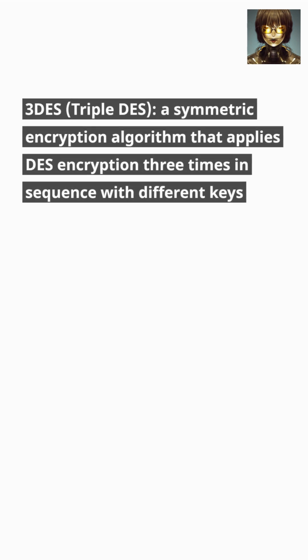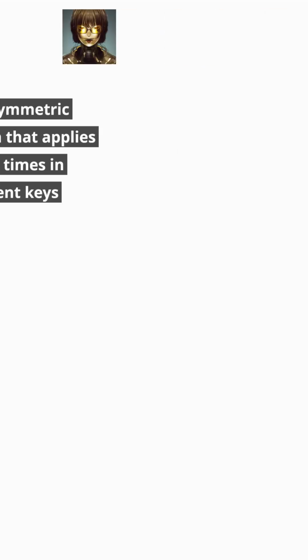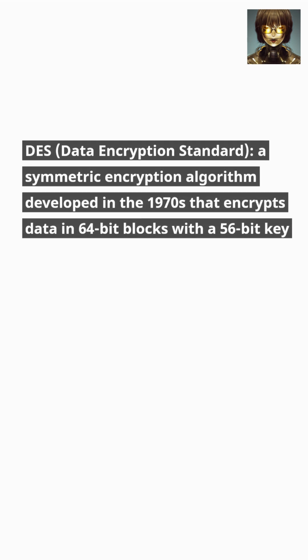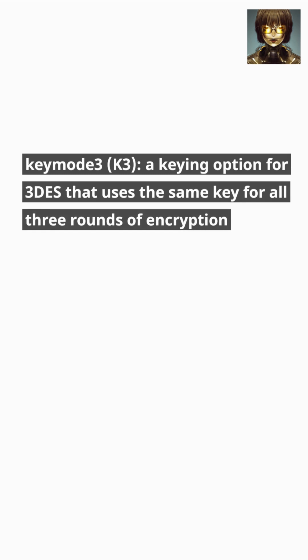3DES, triple DES, a symmetric encryption algorithm that applies DES encryption 3 times in sequence with different keys. DES, Data Encryption Standard, a symmetric encryption algorithm developed in the 1970s that encrypts data in 64-bit blocks with a 56-bit key. Keying option 3, K3, a keying option for 3DES that uses the same key for all 3 rounds of encryption.